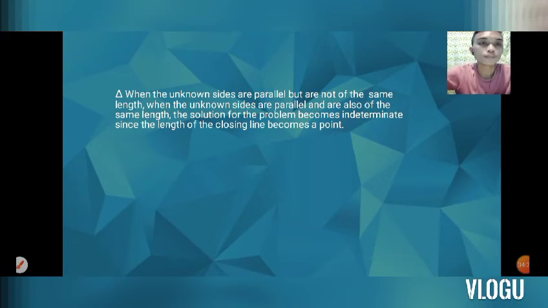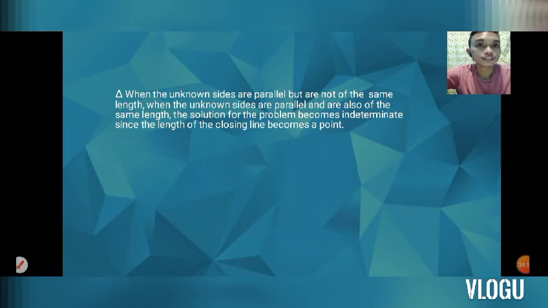When the unknown sides are parallel but are not of the same length, or when the unknown sides are parallel and also of the same length, the solution of the problem becomes indeterminate since the length of the closing line becomes a point. Okay, again. Between the unknown sides that are parallel and also the same length, the solution of the problem becomes indeterminate since the length of the closing line becomes a point.